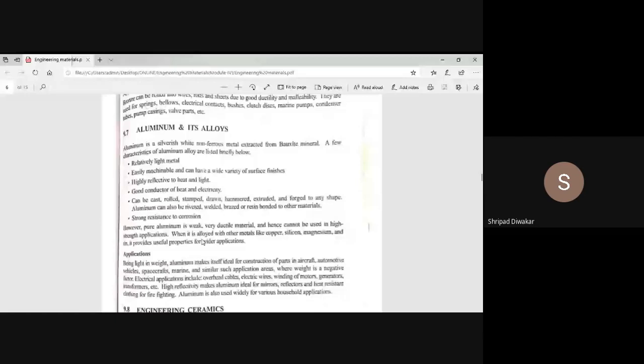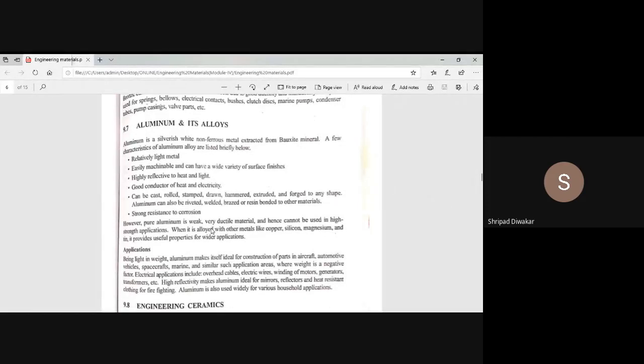Okay, even this aluminum can be used in cables, electrical wires, winding of motors, generators, transformers, etc. And even this aluminum is used in reflectors because of having very good reflecting properties, heat resistance for firefighting, and it is also used for household applications. In domestic purposes, aluminum plays a role.